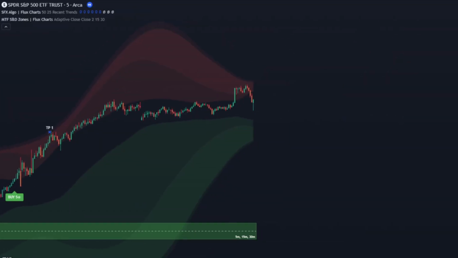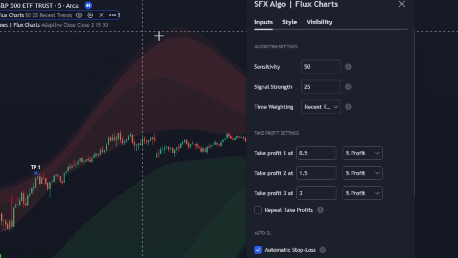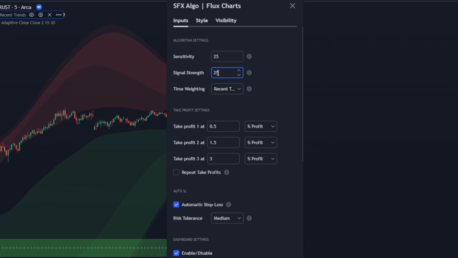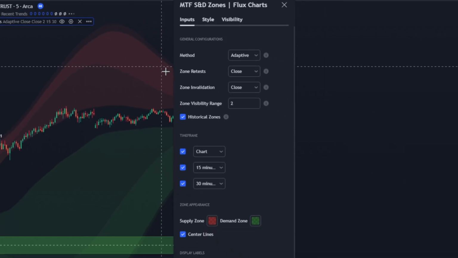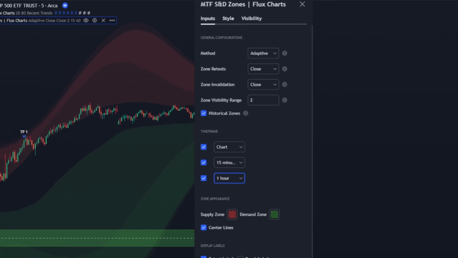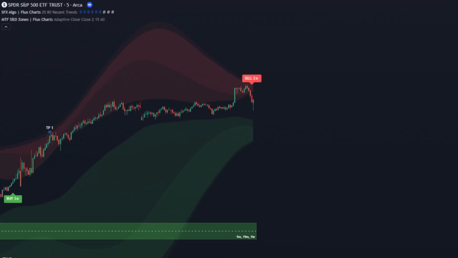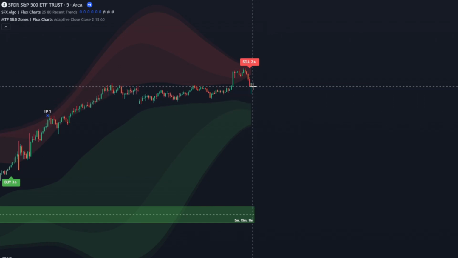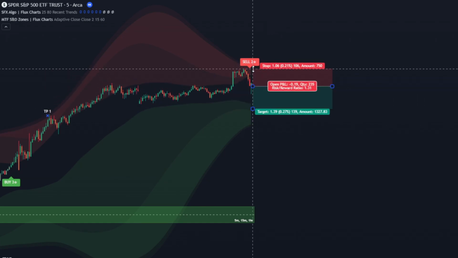I've also created my own scalping strategy using the SFX Algo and multi-time frame supply and demand zones indicators on the 5-minute time frame. First, let's adjust the SFX Algo settings by setting the sensitivity to 25 and the signal strength to 80. Next, for the second indicator, we'll choose the 5-minute, 15-minute, and 1-hour time frames. Right now, as you can see, we have a long-term bearish trend with the short-term time frame also changing to a bearish trend. When the SFX Algo generates a sell signal, we'll place a short trade, setting the stop loss at the recent swing high and the take profit at the demand zone.